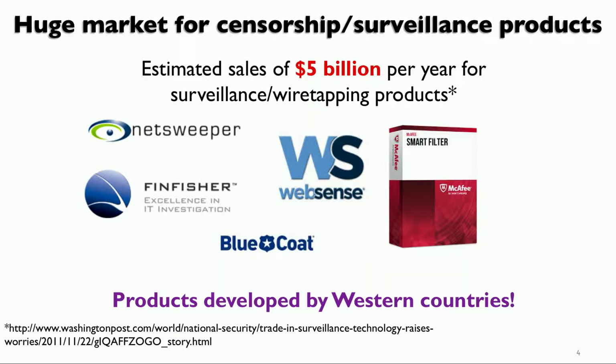Since politically motivated actors are willing to expend considerable resources, there's become a huge market for censorship and surveillance products. Many of you are probably familiar with the logos on the slide here, and these are products that are actually developed by companies in Western countries. So WebSense and SmartFilter are American companies, and Netsweeper is actually a Canadian company from down the highway from where I did my PhD. So, hometown company.